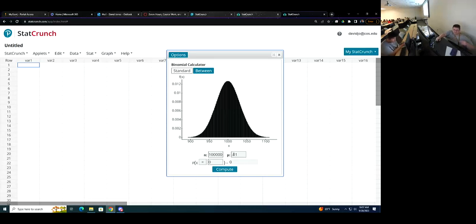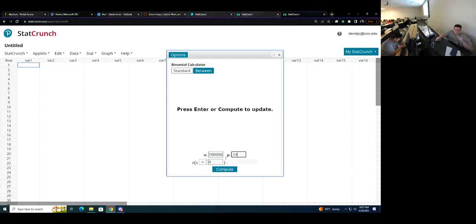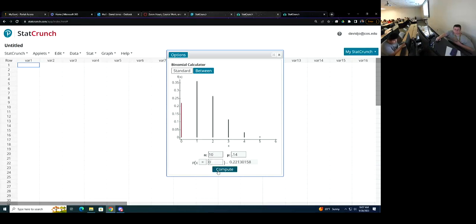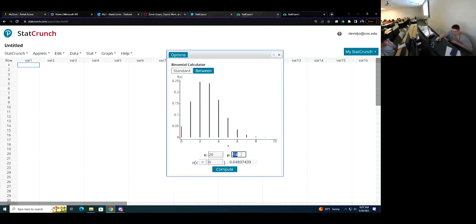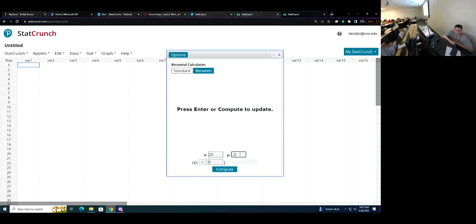What happens? Let's go back down to 14. And let's change this to like 10. What shape does that look like? Looks skewed right, quite a bit skewed right, right? Let's make it a little higher. Let's go to 20. Still looks skewed right. What if I make the probability lower? It looks super skewed right.